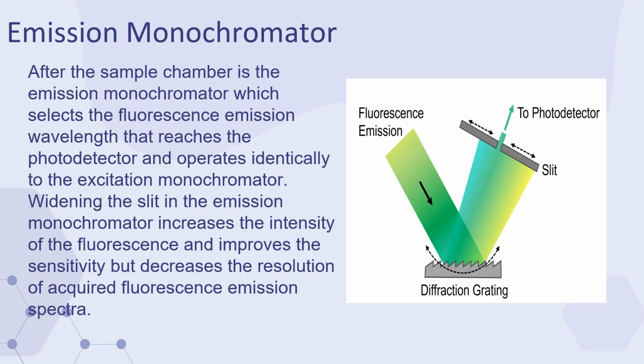Then comes the emission monochromator. After the sample chamber is the emission monochromator, which selects a fluorescence emission wavelength that reaches the photodetector and operates identically to the excitation monochromator. Widening the slits in the emission monochromator increases the intensity of the fluorescence and improves the sensitivity, but decreases the resolution of acquired fluorescence emission spectra.